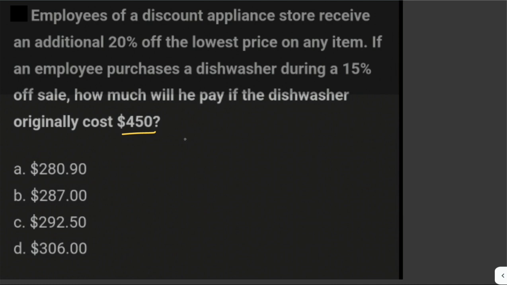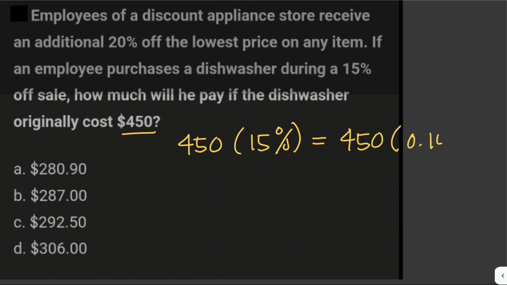So we just multiply 450 by 15%. And then we can write 15% as 0.15 by dividing it by 100. So this is 450 times 0.15, which is just equal to $67.5.